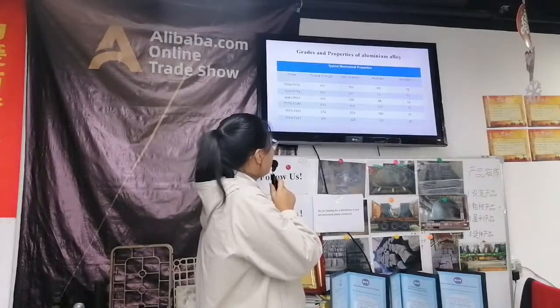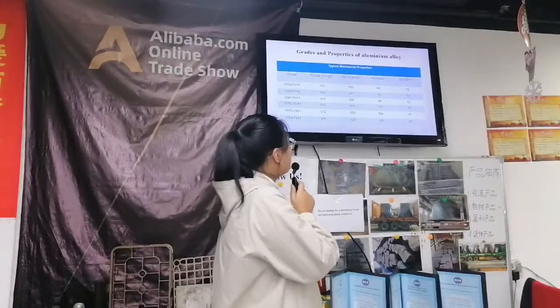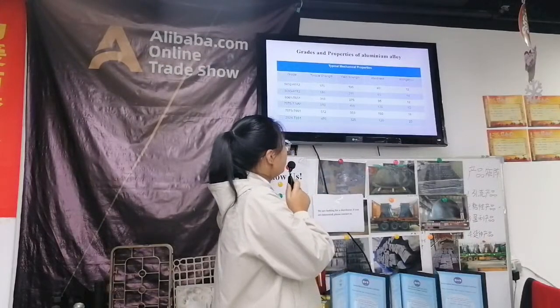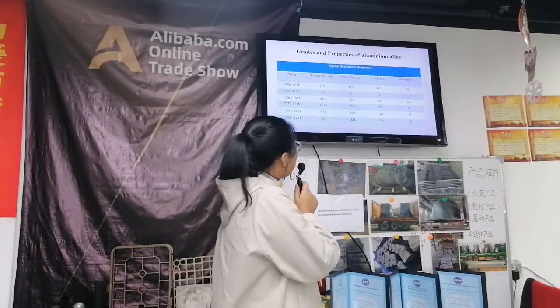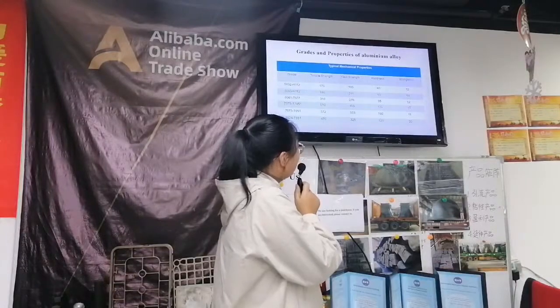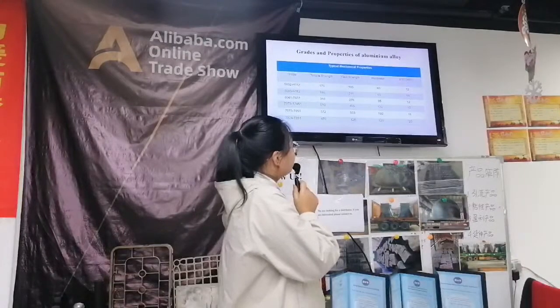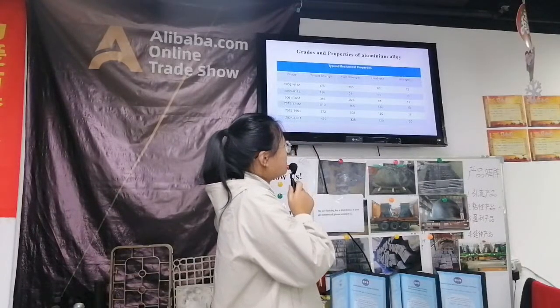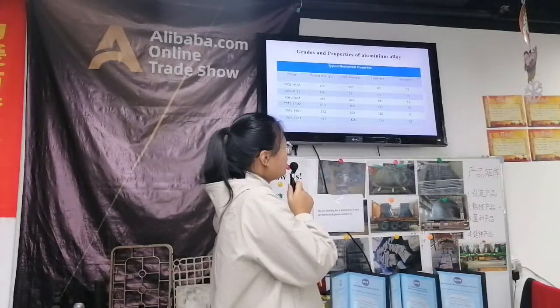For 6061, the tensile stress is 310. The yield stress is 276. The hardness is 19.5 HRC, and the elongation is 5.